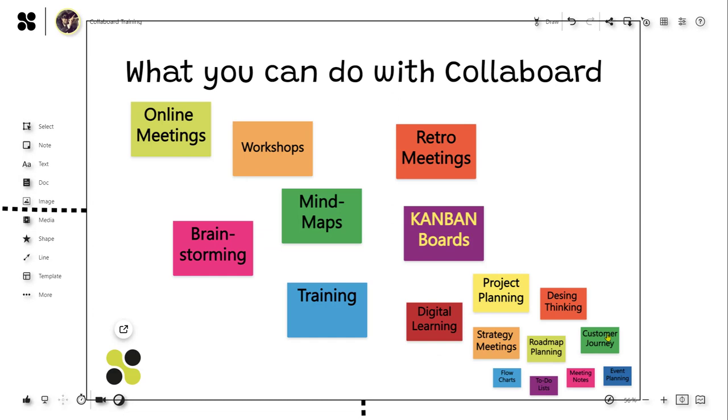Now, what can you do with Collaboard? That's a tricky question, as there are so many things you can do. You can use Collaboard in your online meetings, in your workshops, for mind mapping, brainstorming, training, for agile working, design thinking, and much more. It really depends a little bit on what you do in your job and which department you're in, and dependent on that you will find different use cases for Collaboard. In the end, Collaboard is an online whiteboard, so everything you have done on your real whiteboard or in your workshop room, this is something you can do in Collaboard as well.